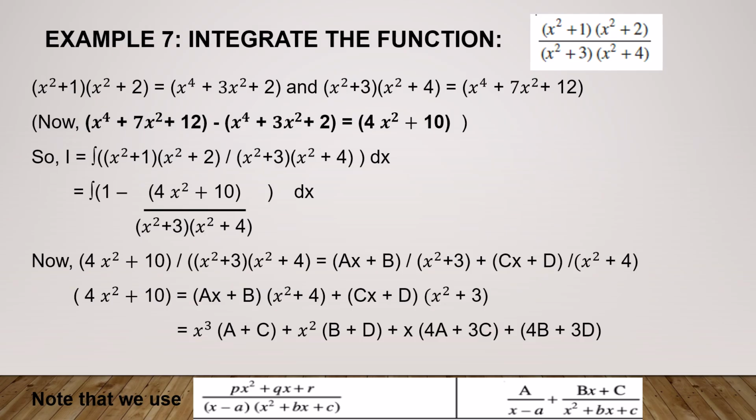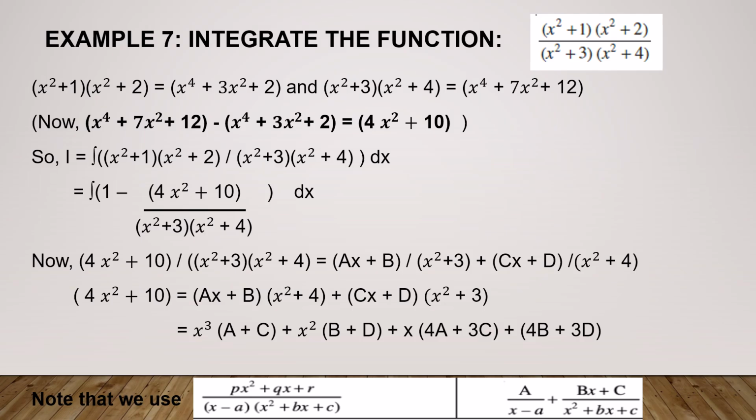So by doing this, what we have done is, the second term has now become a proper rational function. Numerator degree is 2, denominator degree is 4. So now it has become a proper rational function, so you can use your method of partial fraction. This should be clear. Now the second part of the example is, you need to first of all evaluate the term 4x square plus 10 upon x square plus 3 into x square plus 4.